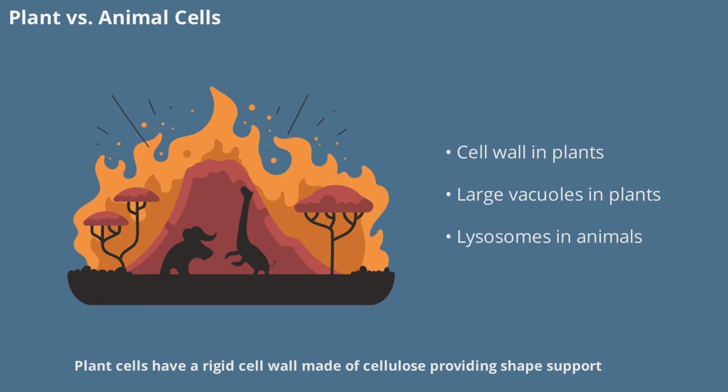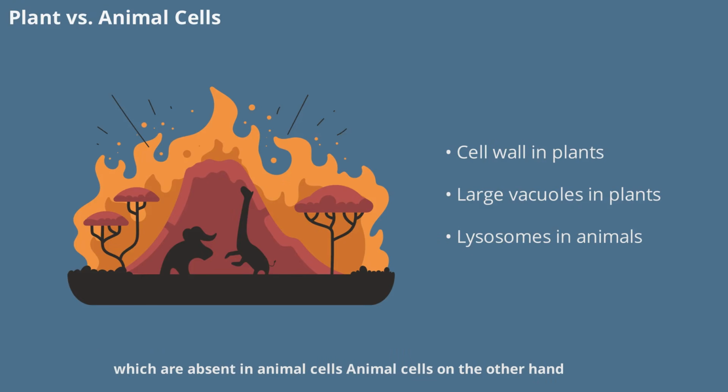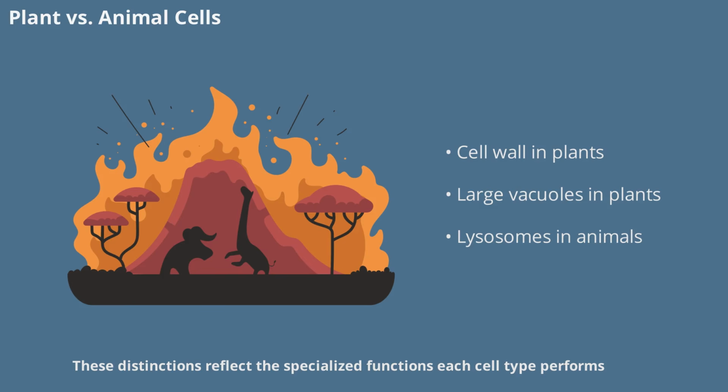Plant cells have a rigid cell wall made of cellulose, providing shape, support, and protection. They also contain large vacuoles and plastids, which are absent in animal cells. Animal cells, on the other hand, possess lysosomes and centrioles. These distinctions reflect the specialized functions each cell type performs, contributing to the diversity of life forms.